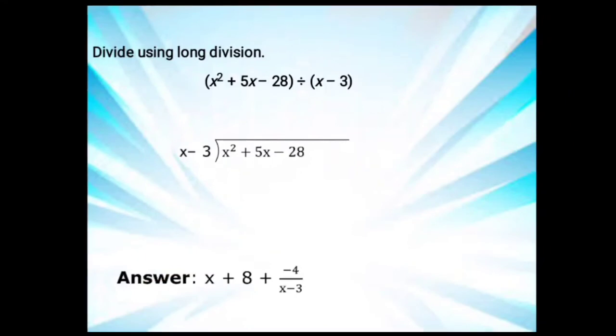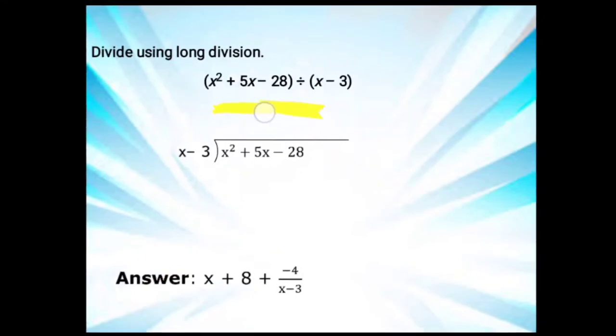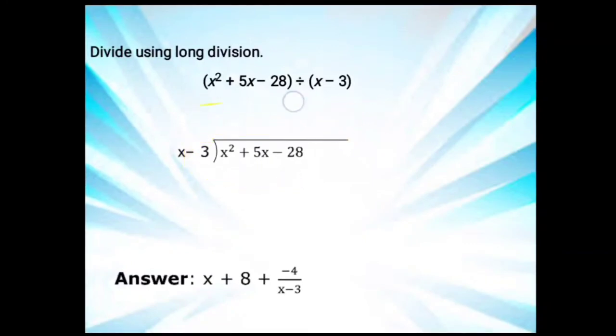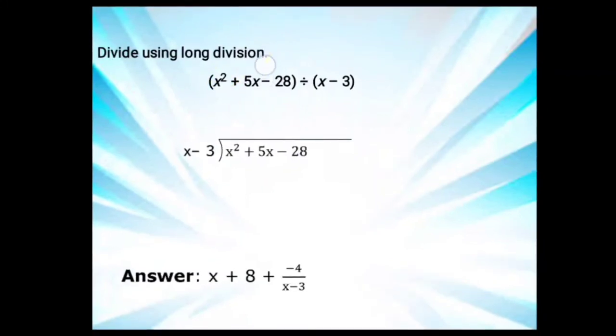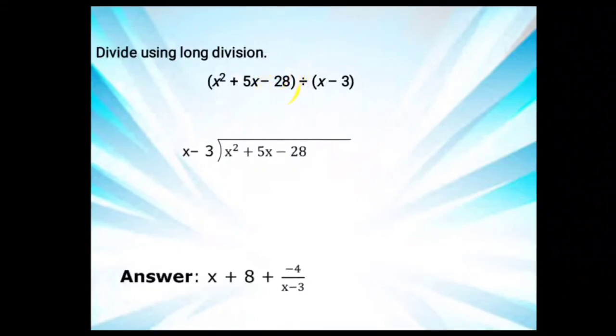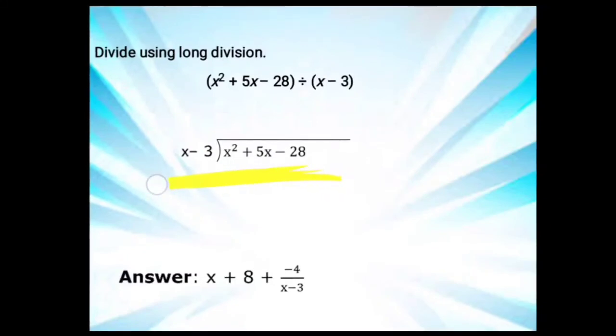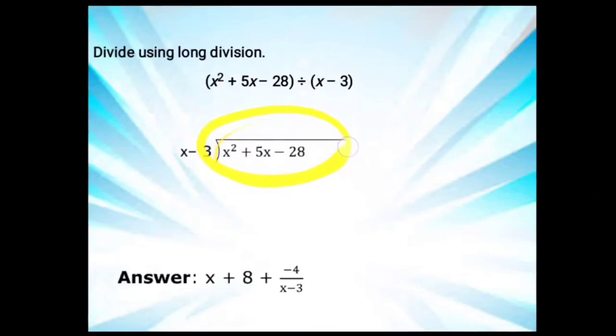Another example: x squared plus 5x minus 28 divided by x minus 3. So we have to identify if they are properly arranged. The exponent of this is 2. The exponent of this x is 1. Then after that, a constant. Therefore, they are properly arranged. Then we will proceed to the solution. We have x squared plus 5x minus 28 divided by x minus 3.